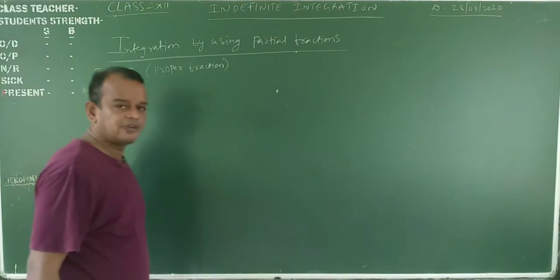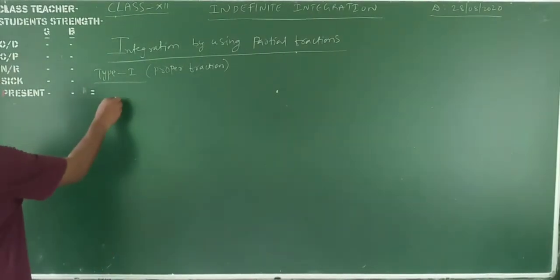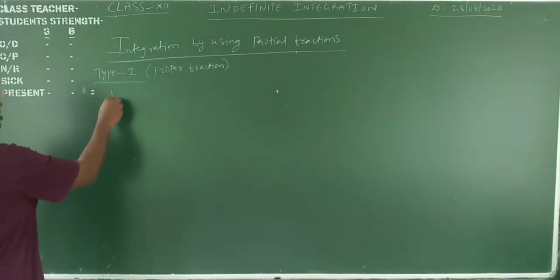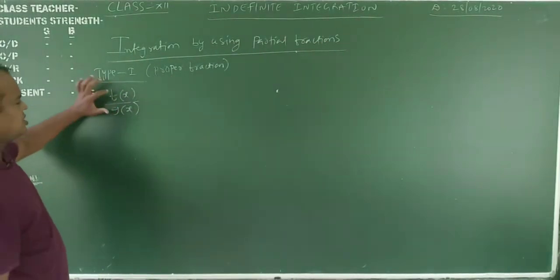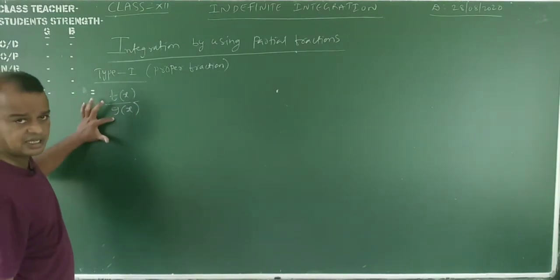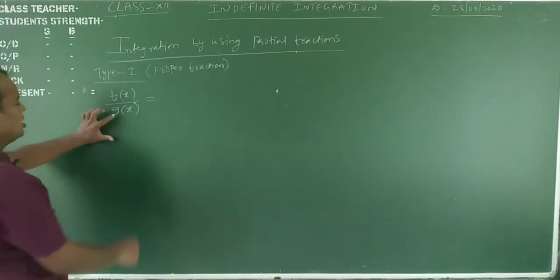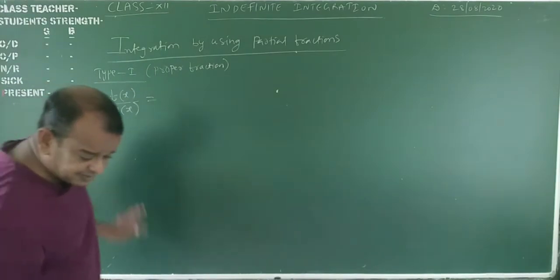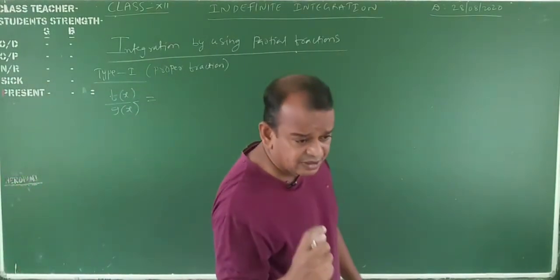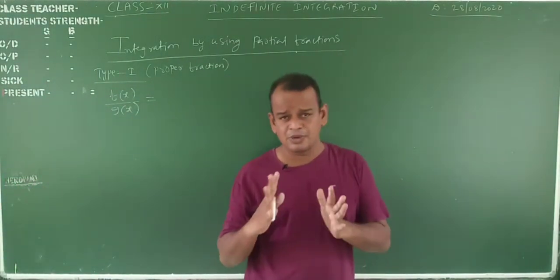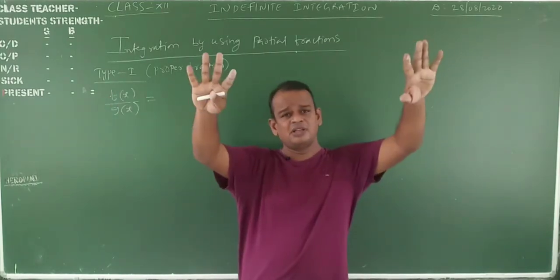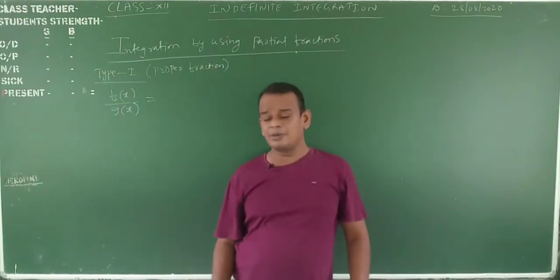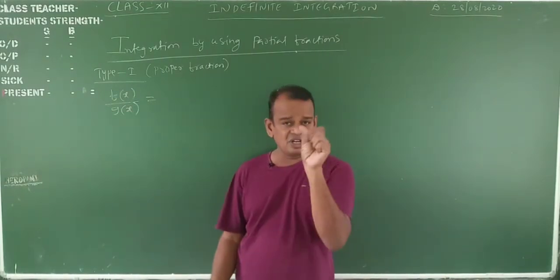Okay, type 1: proper fractions. This is f(x) by g(x). Proper means the degree of f(x) is less than the degree of g(x). Here g(x) is the denominator function. The numerator, whatever it may be, is no problem at all. It is proper. The f(x) may be linear, quadratic or cubic, whatever. But this is the denominator g(x).